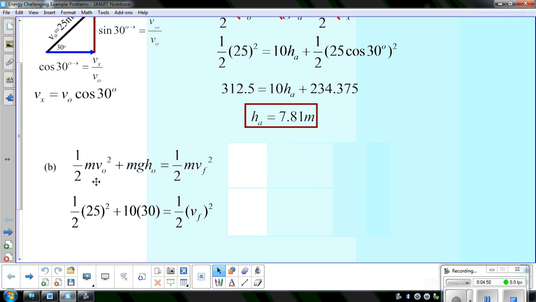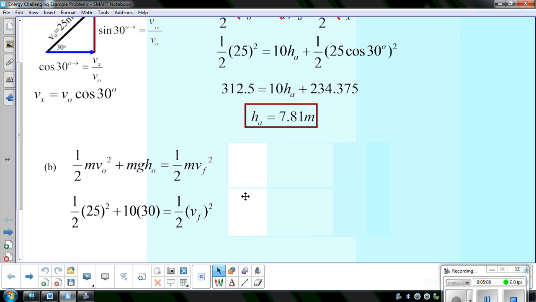Again, the masses would cancel out, so I've left them out of this equation down here at the bottom. We have our 25 as our initial velocity again. Its initial height is 30. Because it's right before it hits the ground, there's no gravitational potential energy over here.